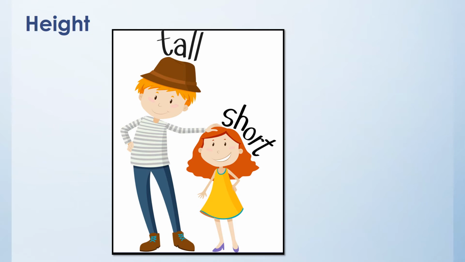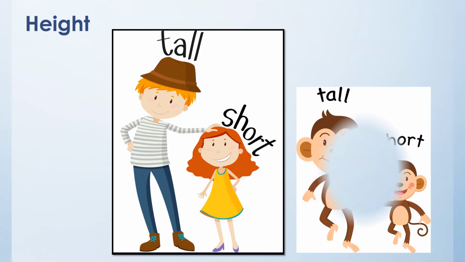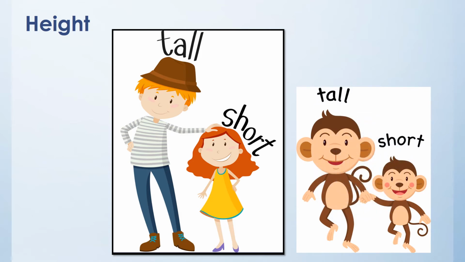Here is another picture. There are two monkeys. Monkey number 1 is tall, whereas the monkey number 2 is short. It means if we measure their height vertically, monkey number 2 has low height. So we can say monkey 1 is tall and monkey number 2 is short.